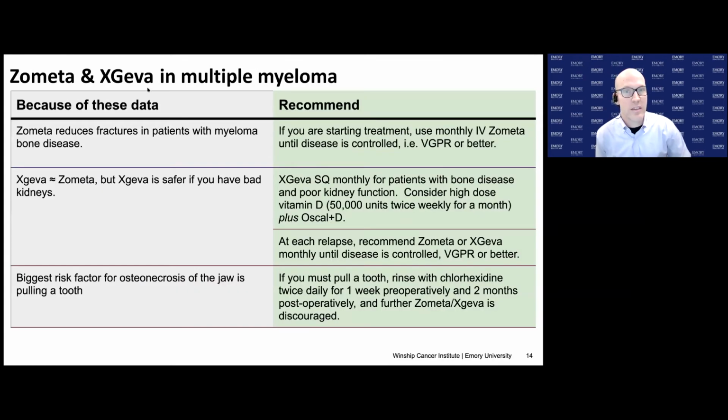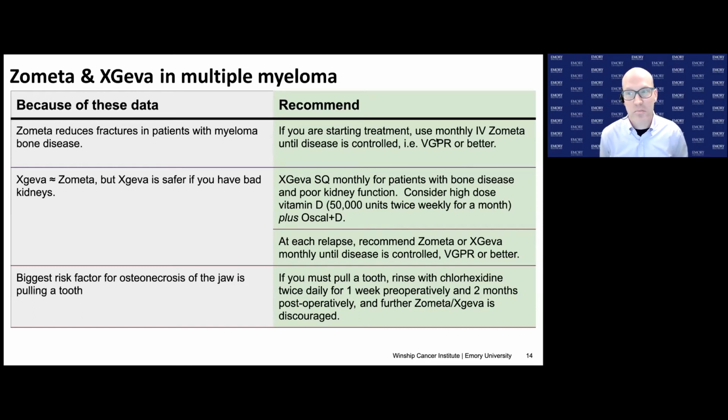So this is where it gets a little bit tricky. What we don't know about these agents is how often to use them in exactly which patient, because it's hard to do these studies, they're expensive, and they go over long periods. Overall, we know that Zometa and Xgeva reduce fractures in patients with myeloma bone disease. But we also know that if your myeloma is well controlled, these agents don't provide that much assistance.